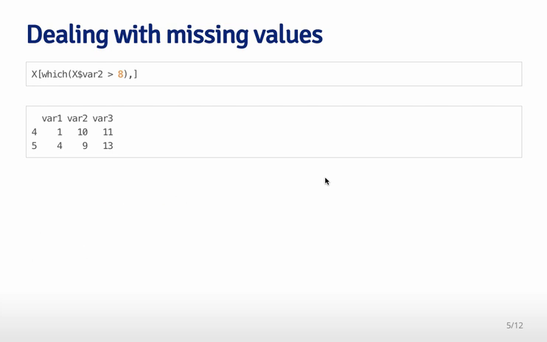Finally, if I'm dealing with NA values, subsetting on NAs will not produce the actual rows, and so what you want to do is use the which command. If you use which, it will return the indices where variable 2 is greater than 8 in this case. And when it returns those indices where variable 2 is greater than 8, it doesn't return the NAs, and so you can subset the data set even while dealing with the NAs that you might have.